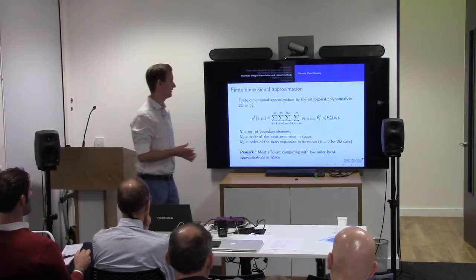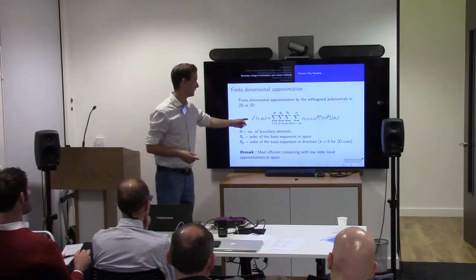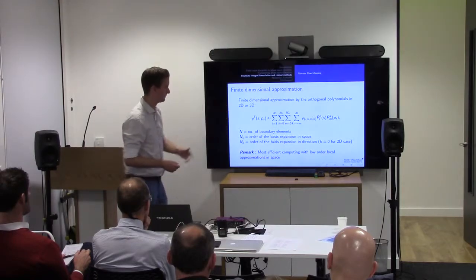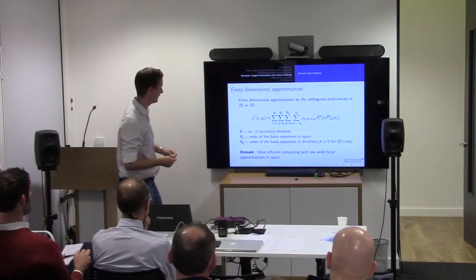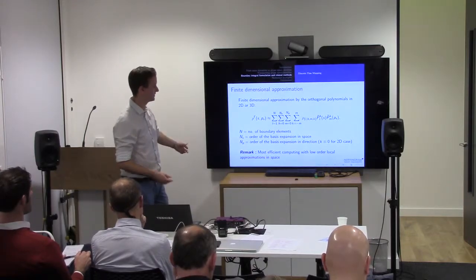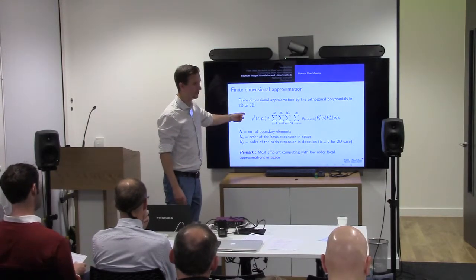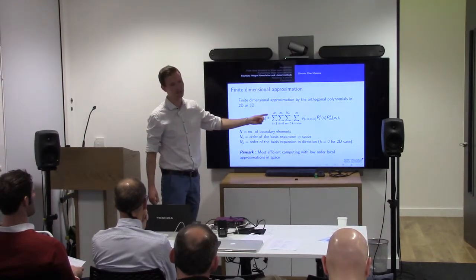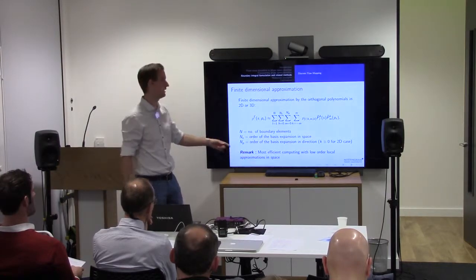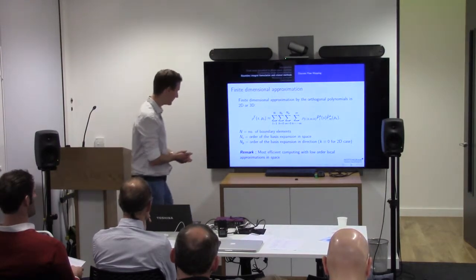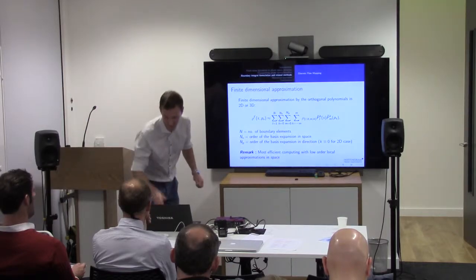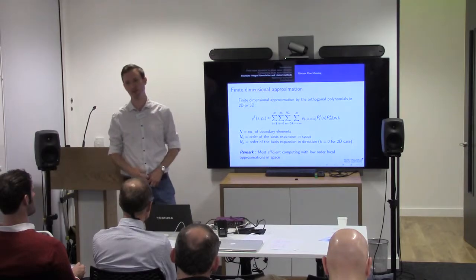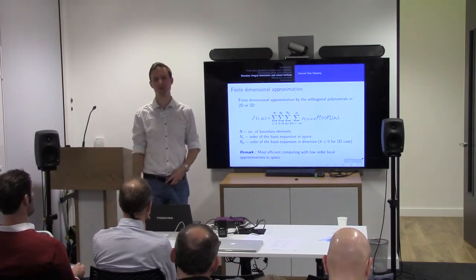The first step that you always do is take the thing you want to compute and project it onto some basis. This is a really generic statement here and a little bit ugly, but basically we say that this function rho that we want to compute is a sum of coefficients multiplied by basis functions, a basis function for space and a basis function for direction. Most efficient computing happens when you have low order and local approximations in space, and higher order and global approximations in direction.